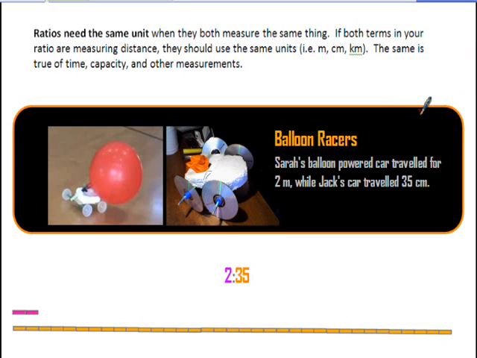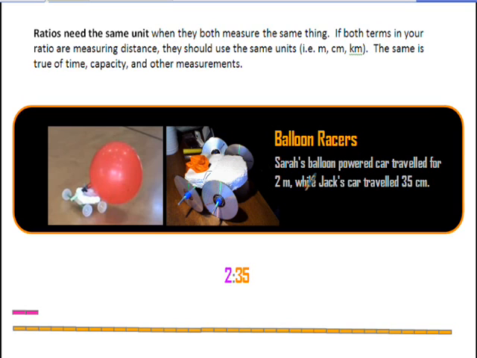Sometimes we need to make the ratios have the same units. If they both measure the same thing, we're going to need to change them so they have the same units. Sarah and Jack here entered balloon-powered race cars into their school's science Olympics. The race was to see who got the greatest distance. Sarah's balloon-powered car traveled for 2 meters, while Jack's car traveled 35 centimeters.